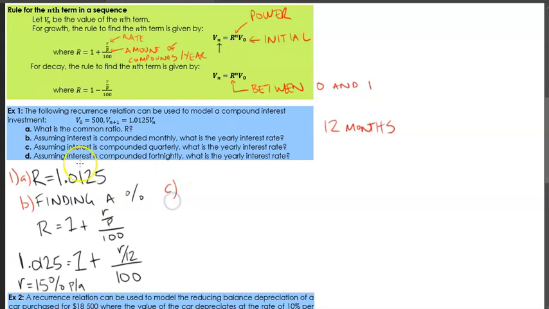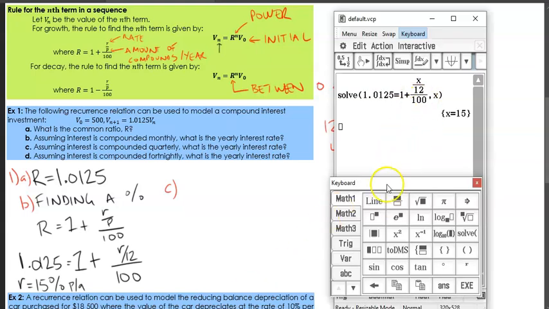For C, it's the same thing again. We're using the same formula, but assuming interest is compounded quarterly, what is the interest rate? So quarterly, for quarters, it's 4. There's 4 quarters. So we're going to do the exact same formula. We're going to do solve.